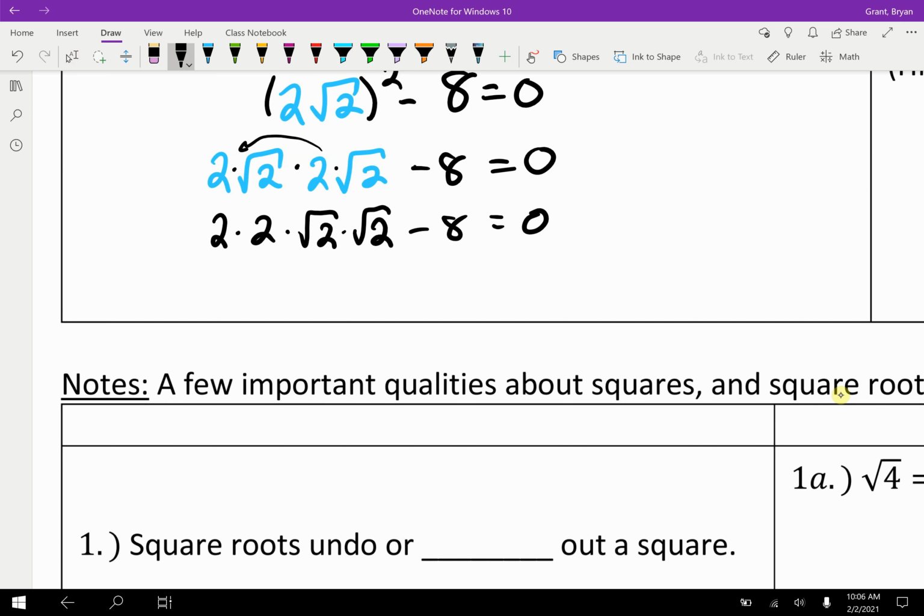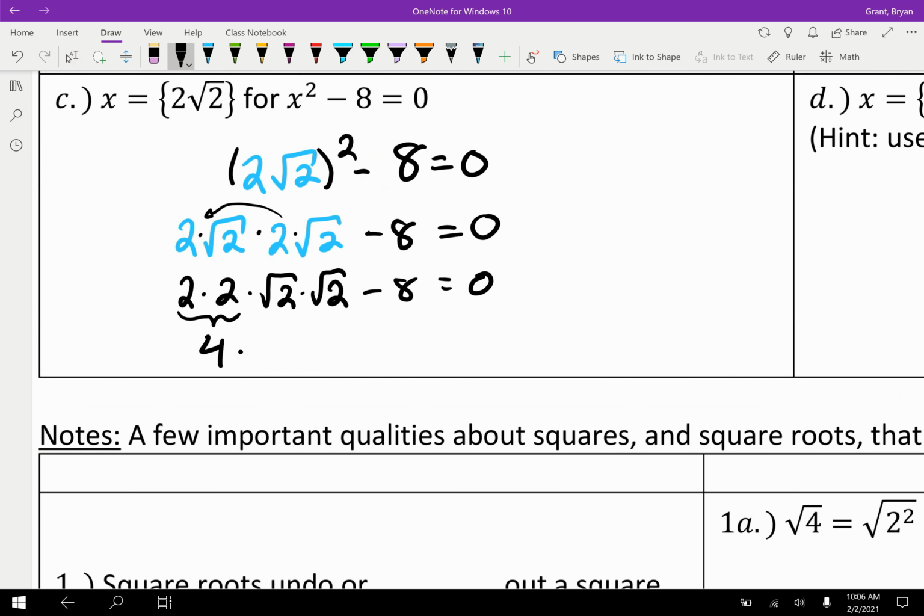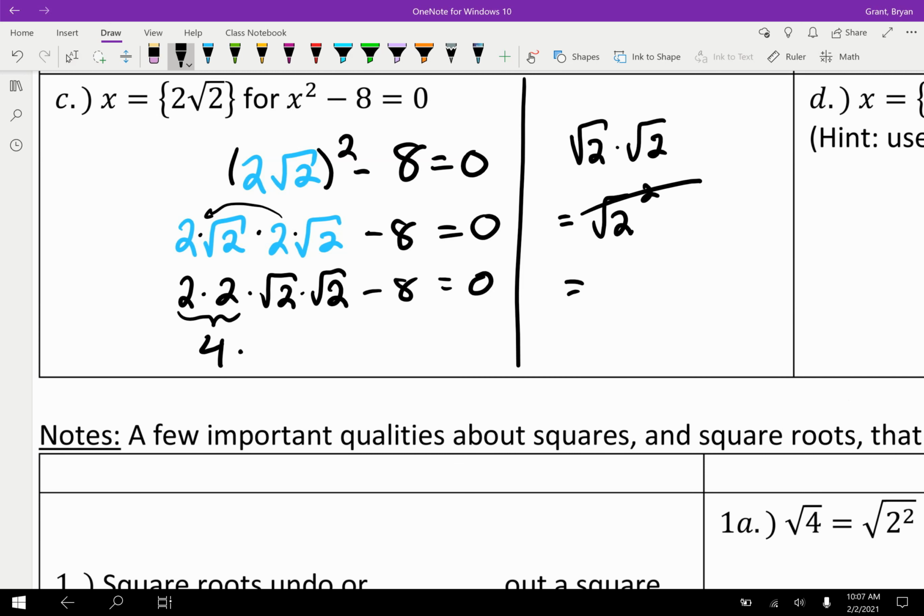Well, 2 times 2, that's easy. That's just 4, isn't it? What's the square root of 2 times the square root of 2? Well, kind of giving you a visual over on the other side. Square root of 2 times itself. Isn't that just a fancy way to say the square root of 2 squared? Something times itself. And we just learned that square roots and squares undo each other. And that gives us 2. So the square root of 2 times itself is just 2.